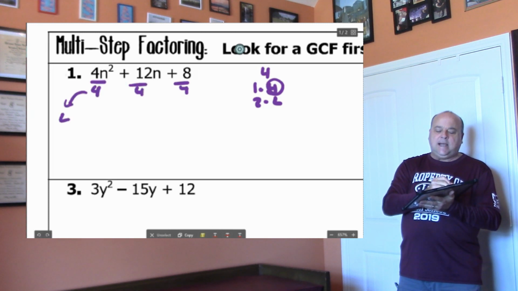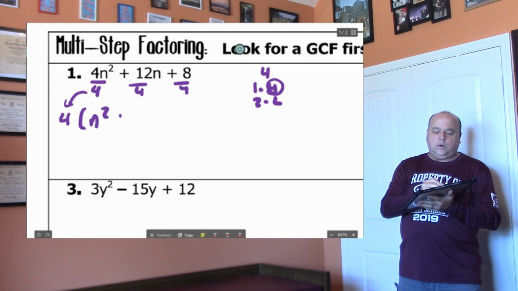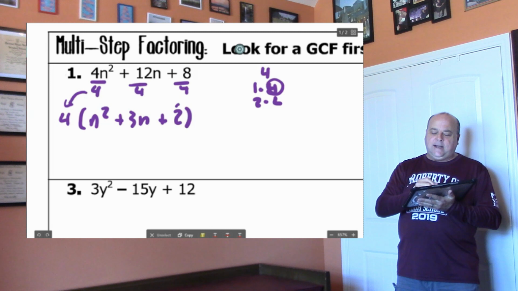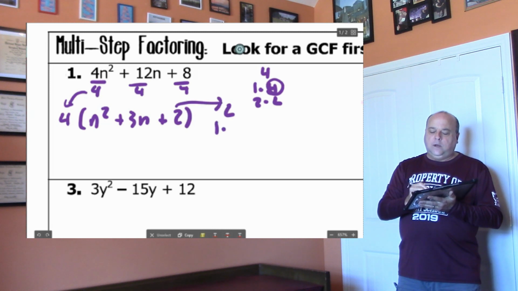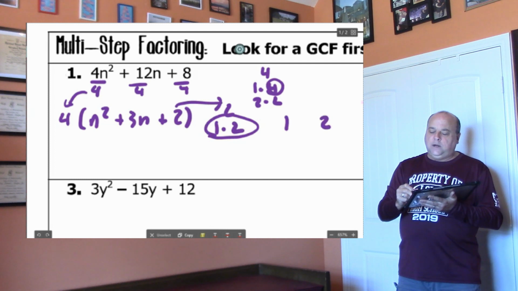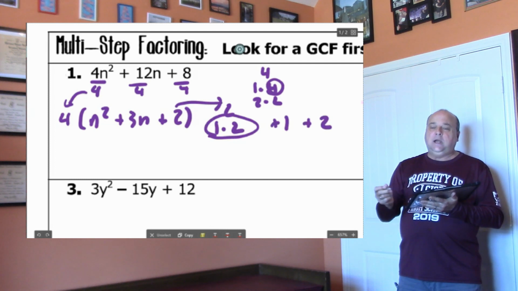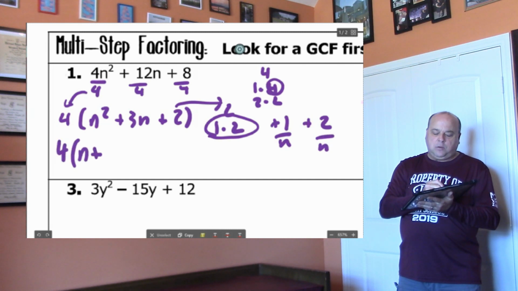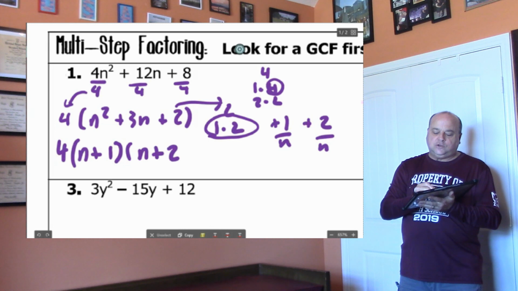The 4 goes out, and then you divide n squared plus 3n plus 2. Now then, we're going to write down the factors of 2. 1 times 2, and they add up to 3, don't we? So we put 1 and 2 over here on the end. We need them both to be plus. Put n's on the bottom, and we'll have 4 parentheses, n plus 1 and n plus 2.